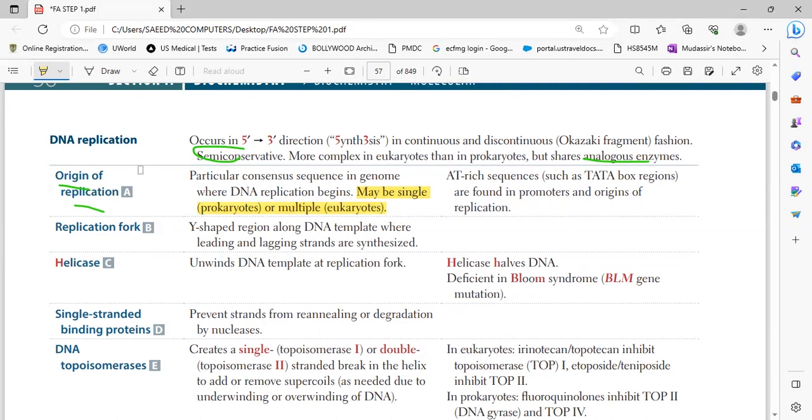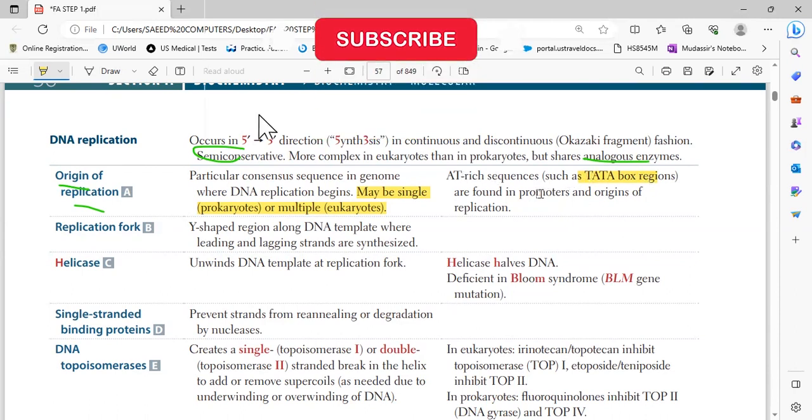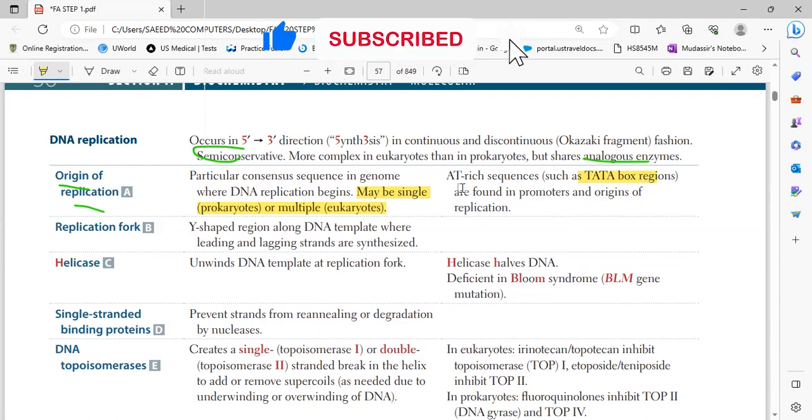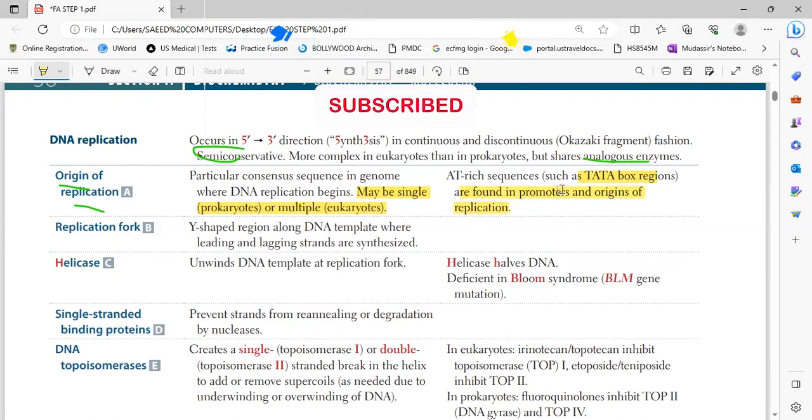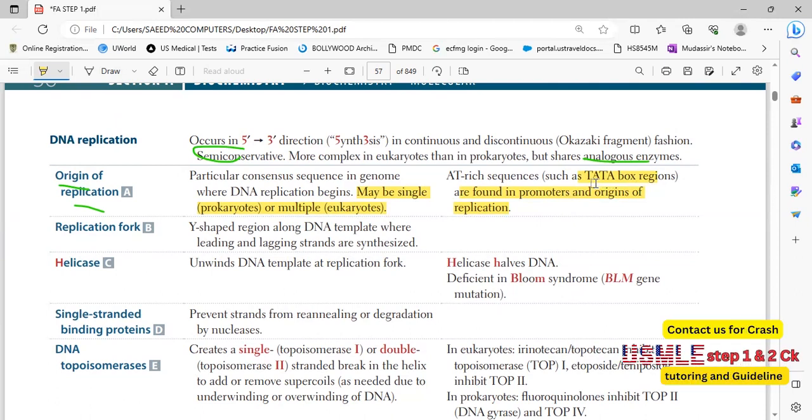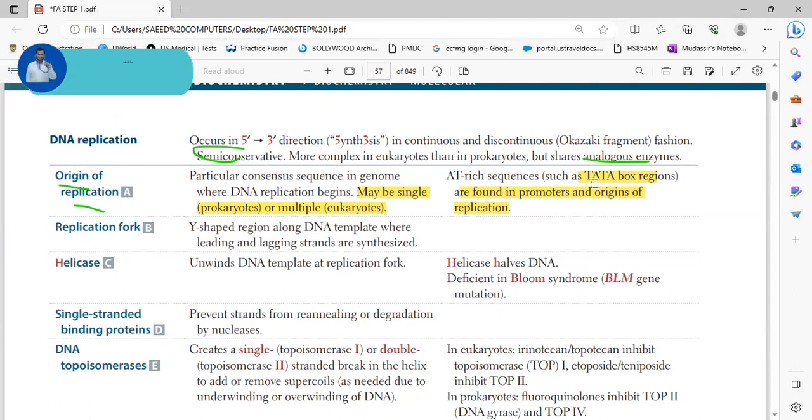The region where replication starts is the TATA box region. The AT-rich sequence called the TATA box region is found in promoters and the origin of replication. They are mainly found in promoters and origin of replication. That's the TATA box. When you start a new life, the origin of a new life, first you have to say Tata, bye bye, and then you will start the new life. This is the way I have framed this point. Tata is the word in my local language for bye bye, and then you'll start the new life. This is the way to cram that.